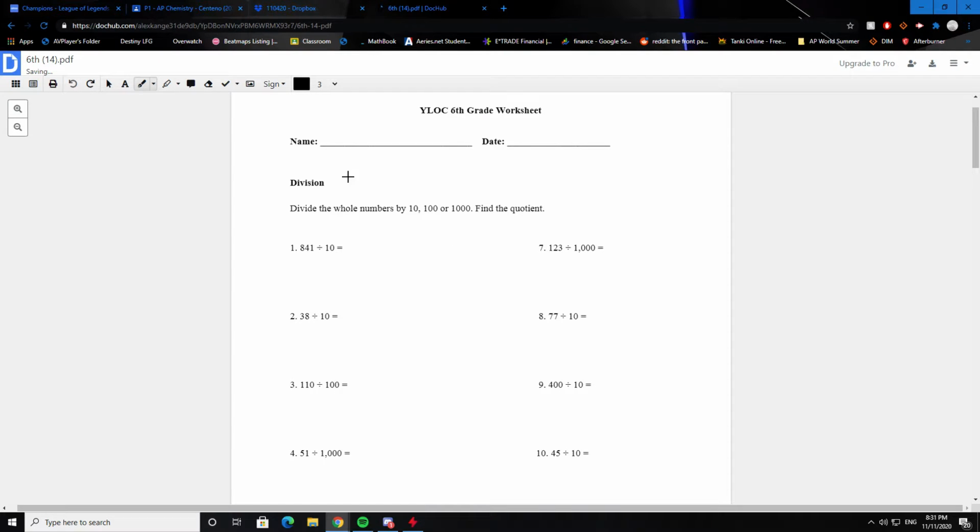So if it's 10, you have 841 divided by 10. You just have to move the decimal value to right here, so it's just going to be 84.1. That's it. And if it's 1000, you move it by the number of zeros. There are 3 zeros here, 1, 2, 3. So the answer would be 0.123. Honestly, the easiest way to think about this is just moving the decimal by the amount of zeros there are.